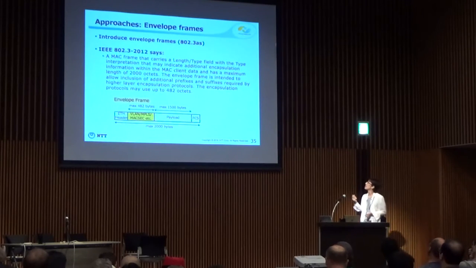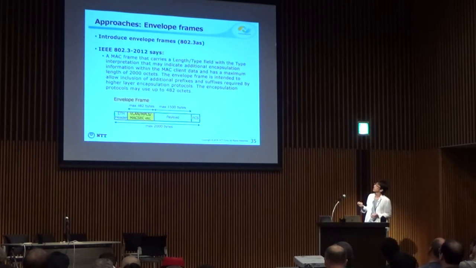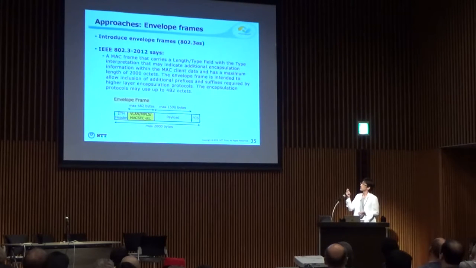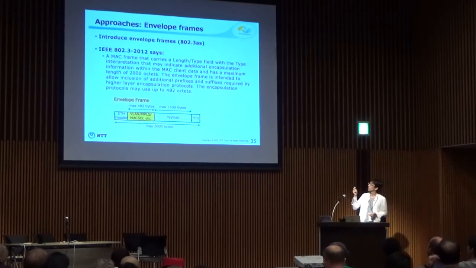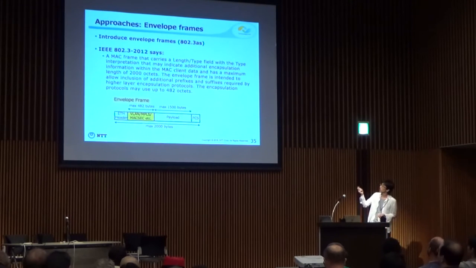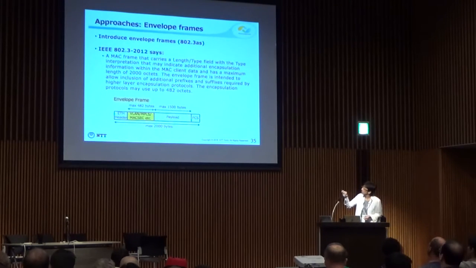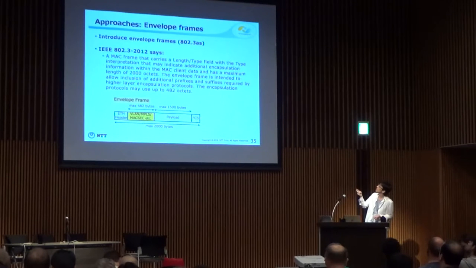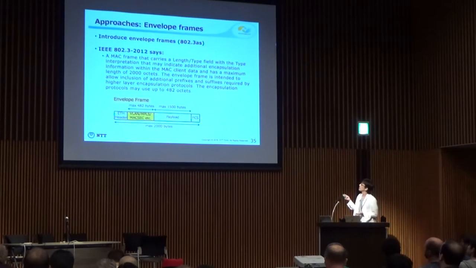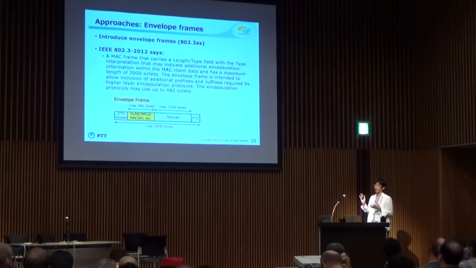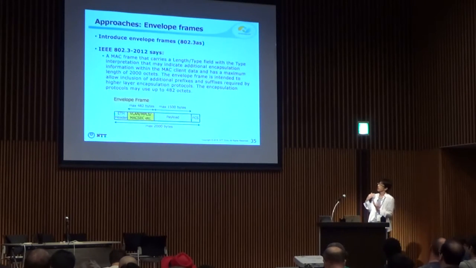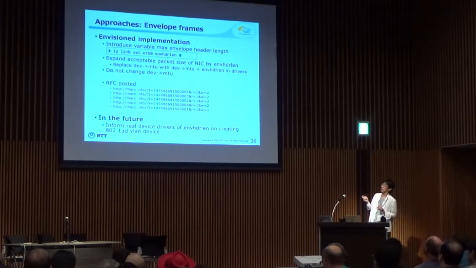So my proposal is to introduce envelope frames. An envelope frame is a packet which has the normal 1500 MTU, and in addition to the MTU, an additional packet encapsulation header of up to 482 bytes. So with introducing this envelope frame implementation in the kernel, the device can accept envelope frames but does not send jumbo frames. So this is the envisioned implementation.